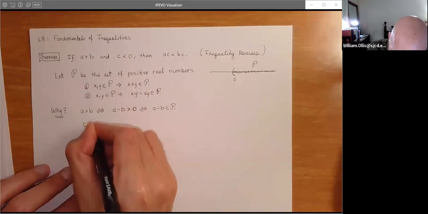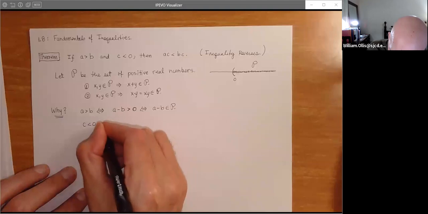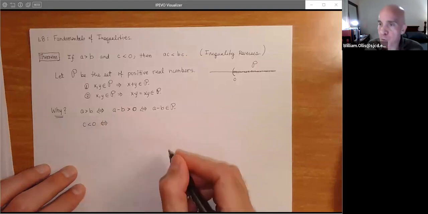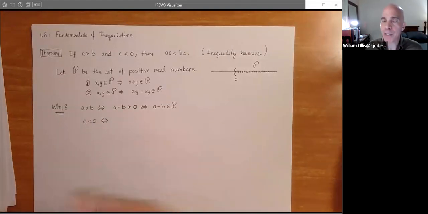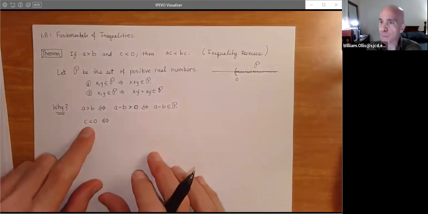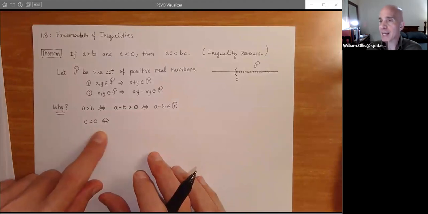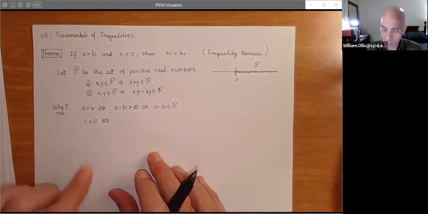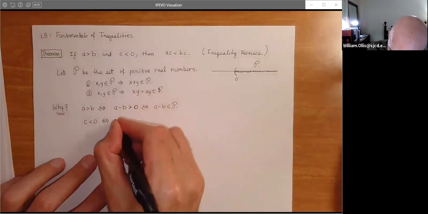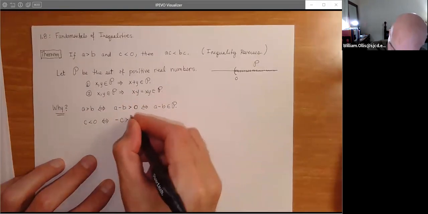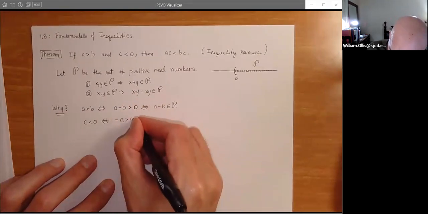Now, let's look at what we have here. C is less than 0. But what does that say? Now, if C is less than 0, I might say, what does that say about its additive inverse? Okay, what is an additive inverse? What's the additive inverse of -3? You'll say 3, because -3 plus 3 equals 0. So if we have a number that's less than 0, its additive inverse must be what? A positive number. So this is going to say equivalently that the additive inverse of C is positive.